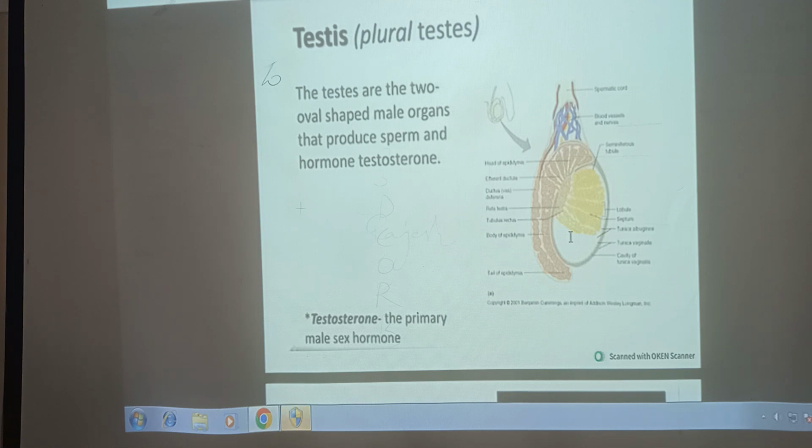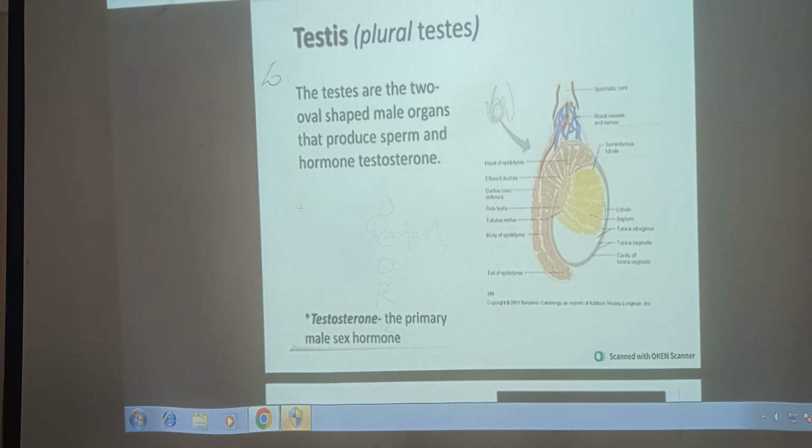The testis is held in position in the scrotum by the gubernaculum, a fibrous cord that connects the testis with the bottom of the scrotum. A spermatic cord, formed by the vas deferens, nerves, blood vessels, and other tissues, runs from the abdominal wall down to the testis through the inguinal canal.